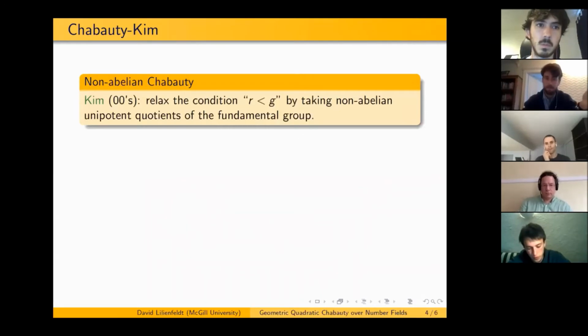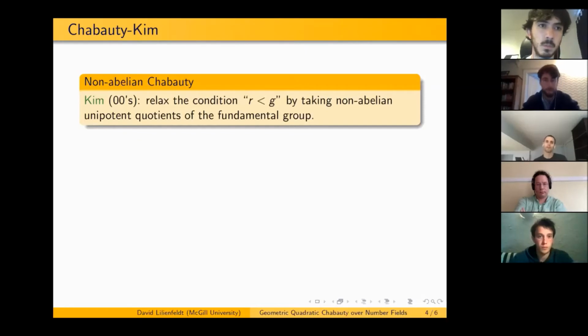And in the mid-2000s, Minhyong Kim initiated a fascinating program, which is now known as non-abelian Chabauty, or the Chabauty-Kim method. His aim is to relax this stringent condition R less than G by considering non-abelian unipotent quotients of the fundamental group of the curve.